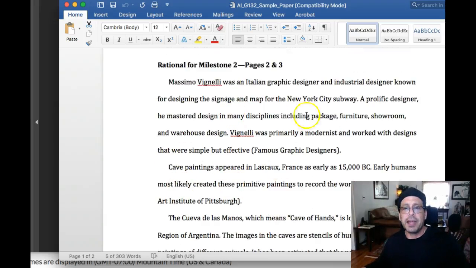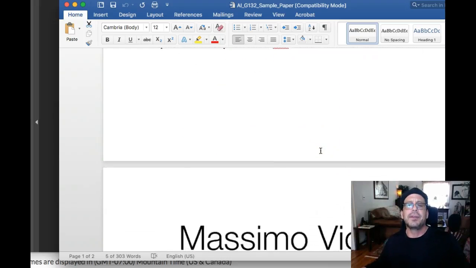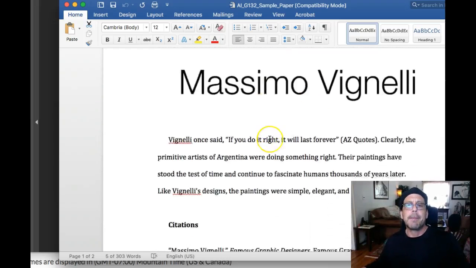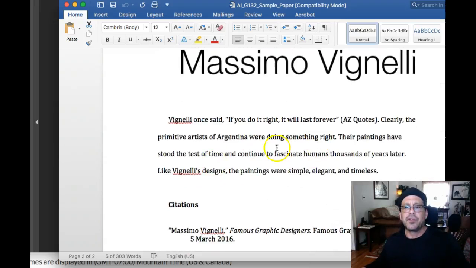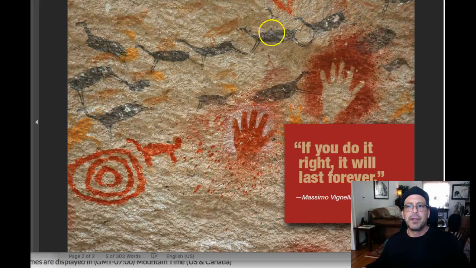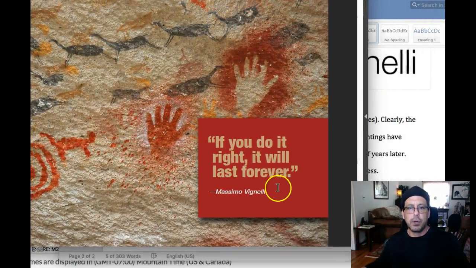But at any rate, the oldest artwork known to man. So that's the time period. Massimo Vignelli is the designer. Helvetica is the typeface. All right, and then there's the quote. So we get over to the actual piece, and the piece is this. There's Lascaux. That's a photograph of the cave paintings from Lascaux. Here's the quote, if you do it right, it'll last forever. There's the name, and then there's the Helvetica.